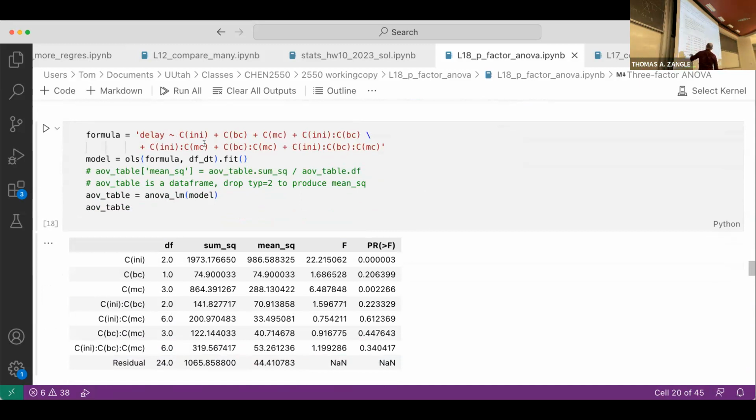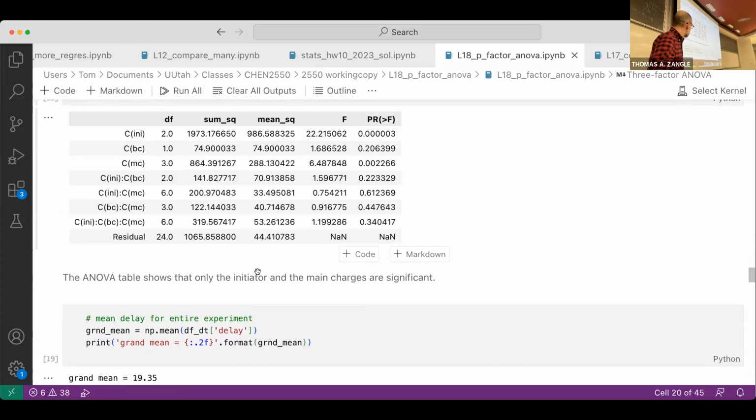Note that if you look at the p-values, p-values are over here on the right-hand side for the interaction terms. Looks like even though there was some maybe preliminary evidence for interactions in the interaction plots, it's not supported statistically, at least in this data set, that there's interaction. And again, it looks like it's just 2 of the 3 factors that appear to have an impact on our final results. So it shows that only the initiator and the main charges have a significant impact on the delay time.